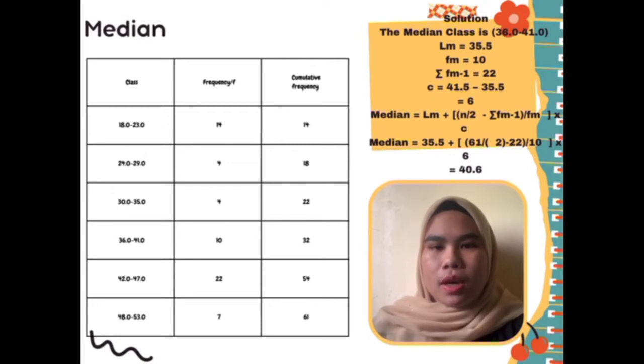After that, the median. The median is the middle number found by ordering all data points and picking out the one in the middle, or if there are two middle numbers, taking the mean of those two numbers. The median class of the table is 36.04, 1.0. After being calculated as shown, the final answer is 40.6.